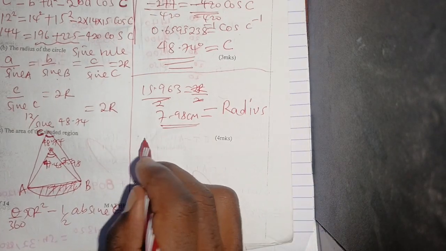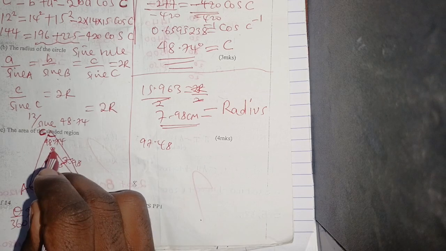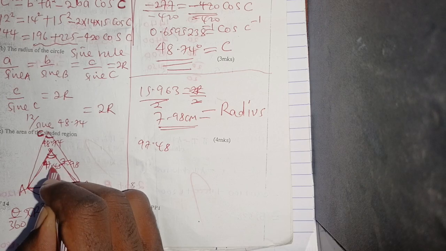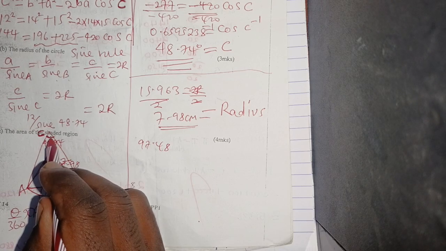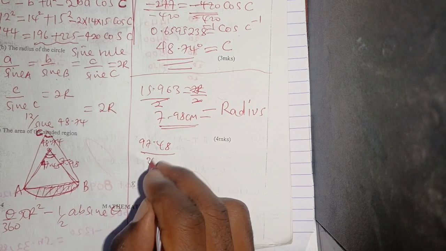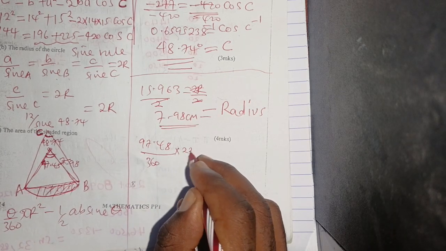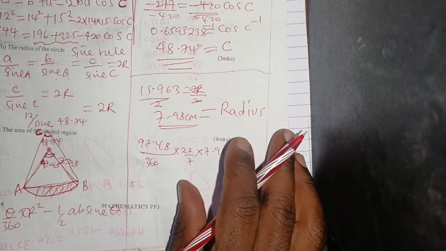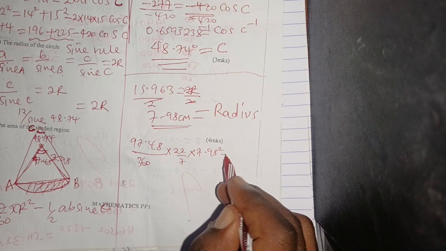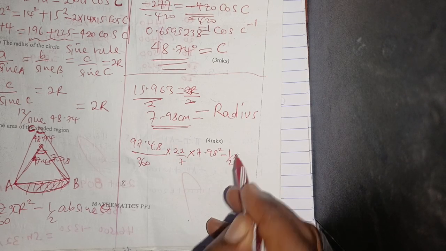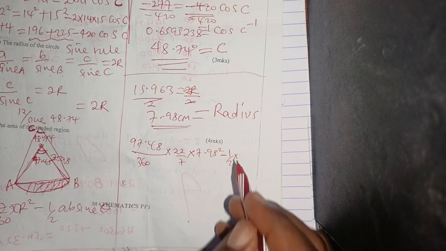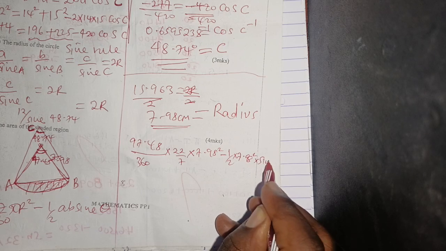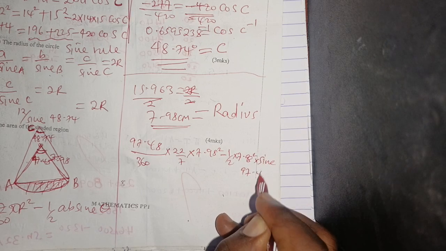So we shall come here and say theta, 97.48. This is the sector I'm talking about. The angle theta is 97.48, twice what is subtended at the circumference of that circle. So over 360 times 22 over 7, that is pi, times r squared, 7.98 squared. Then less a half times AB, 7.98 times 7.98, that is 7.98 squared, then times sine 97.48.